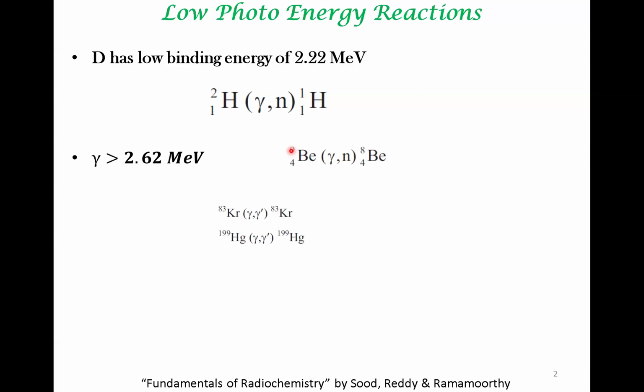Sometimes, upon exposing to photon, you may not have particle emission, but you may just have a gamma photon emission of different energy. For example, here, all you're doing is that you're exposing it to gamma, but this gamma has a different energy. Therefore, these states can be excited states of this nucleus. So this is a similar system.